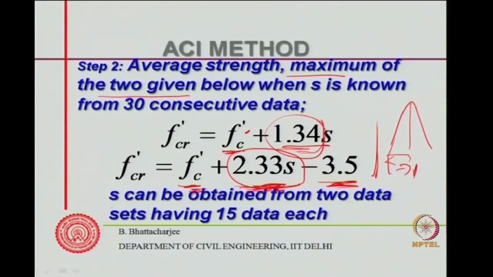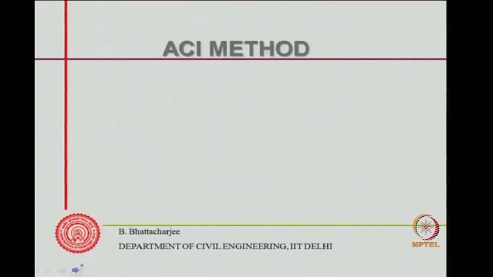But before that, just to mention that S can also be obtained from two data sets having 15 data each, as S1 square plus S2 square is equal to S square. So, that is how it can be found out, right. That is how we can find out.